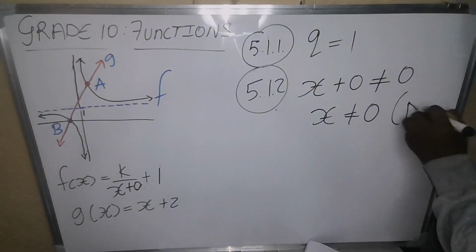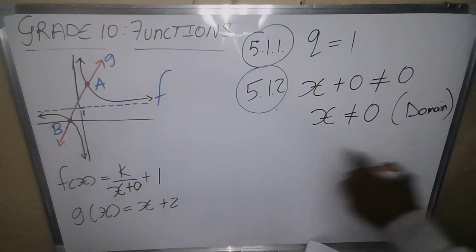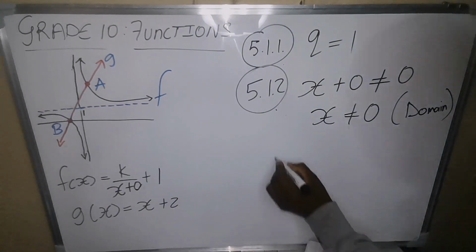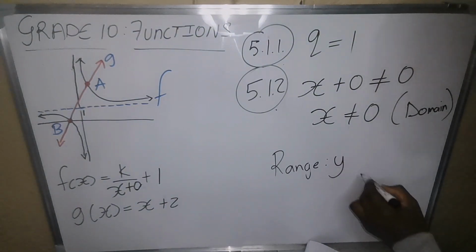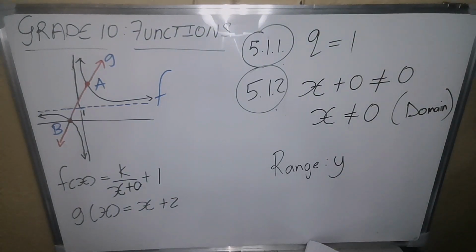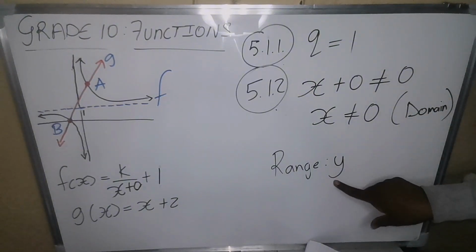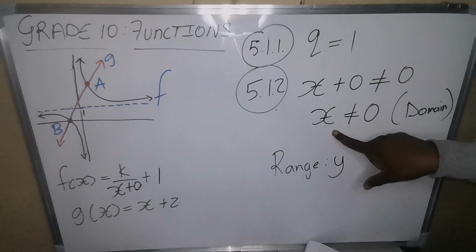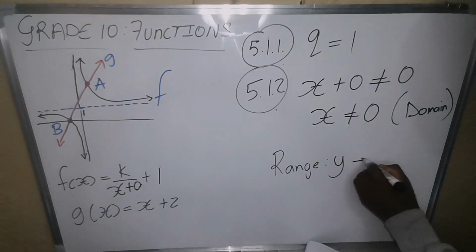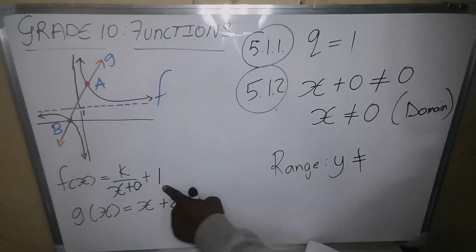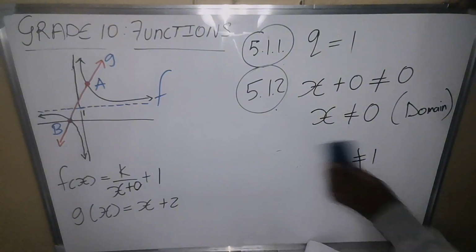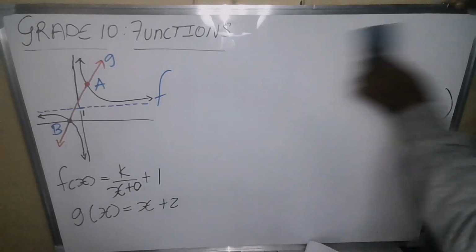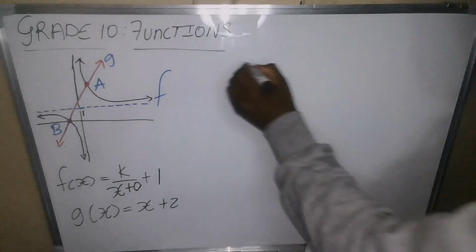This is only for a hyperbola, not other graphs. For the range, you don't need to calculate anything. You just say y is not equal to your horizontal asymptote, which is 1. Then you are done. That's how you find the domain and the range of a hyperbola function. Simple, guys. Let's go to 5.2.